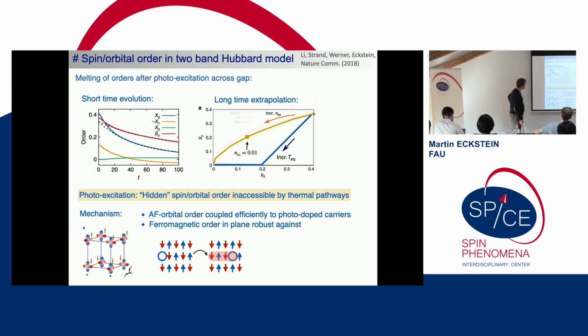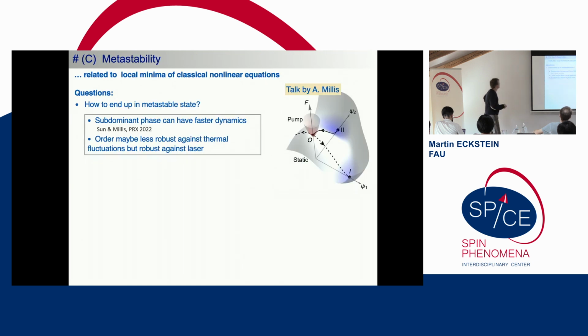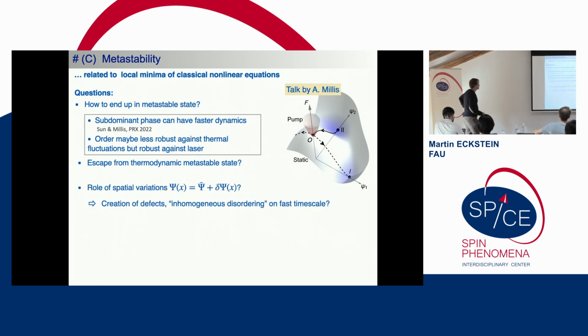Okay, but with this, let me go back to the list of questions. So this was possible ways to end up. Then the question that was highlighted by Andy is how you actually get out of such a minimum. And one question that I would like to ask, which turns out to be related, is what's the role of such spatial fluctuations? Because the order parameter is not a homogeneous quantity, it has spatial fluctuations. What this means is you can create defects, disordering, and a defect is nothing else than another local minimum of your classical theory.